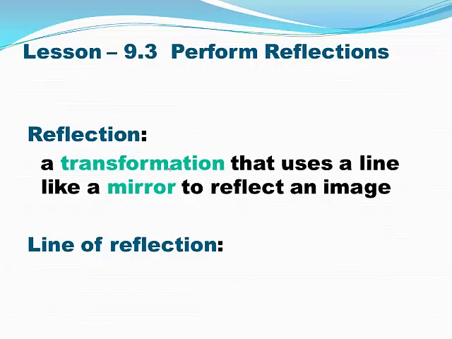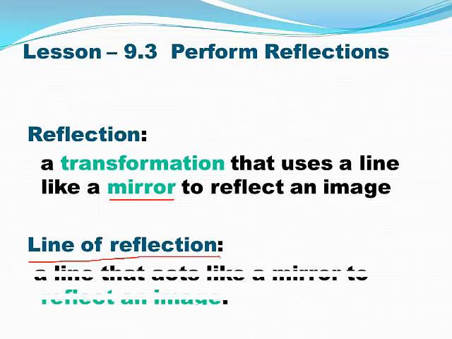A reflection is a transformation that uses a line like a mirror to reflect an image. It's very straightforward like that. You kind of have to use common sense with this. But the line of reflection is the actual thing that acts as the mirror. So it acts as the thing that is reflecting. In this case, it's going to be a line because we're going to be talking about two-dimensional space. So you can have lines like y equals x, y equals negative x, y equals 3, x equals negative 1, those types of lines. So you have to be comfortable with graphing lines.